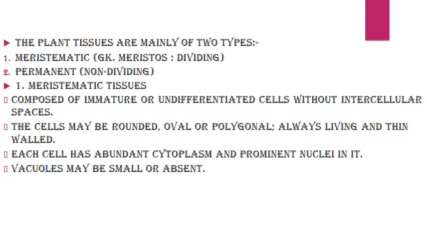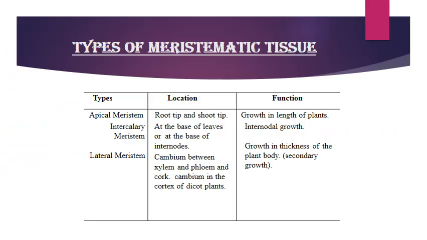So meristematic tissues are composed of immature and undifferentiated cells without intercellular spaces. The cells may be rounded, oval or polygonal, always living and thin-walled. Each cell has abundant cytoplasm and prominent nuclei in it. Vacuoles may be small or absent. Types of meristematic tissues: apical meristem, intercalary meristem and lateral meristem.